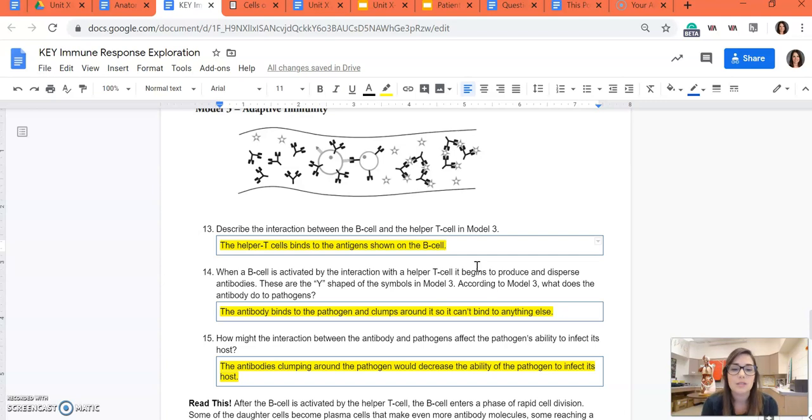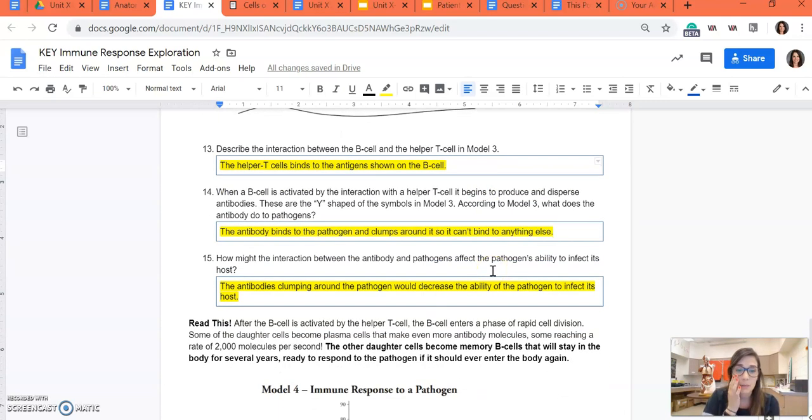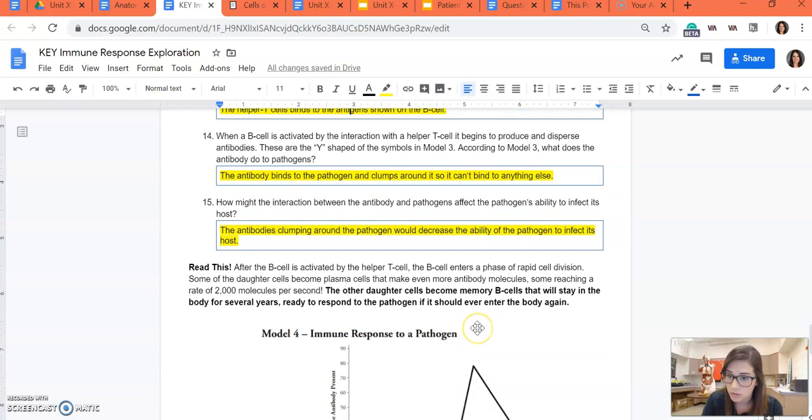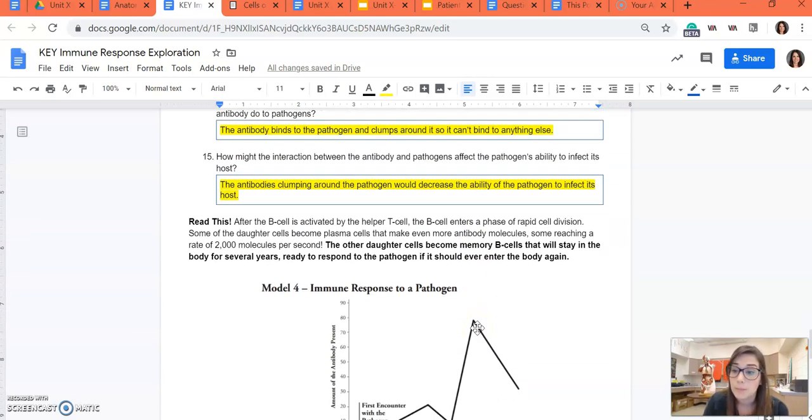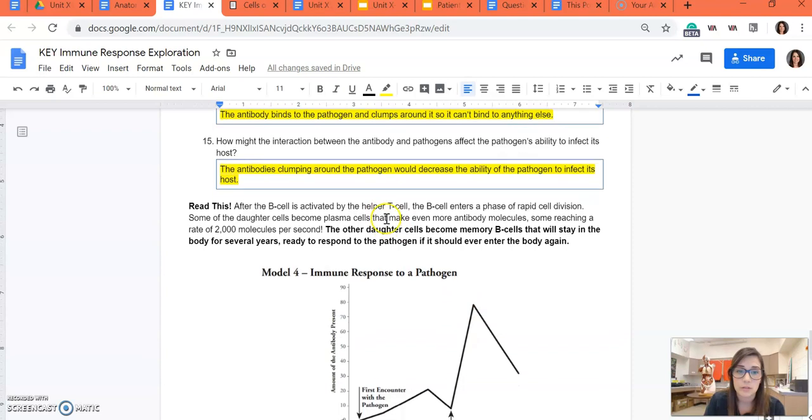According to Model 3, what does the antibody do to the pathogens? So the antibodies, this is why they're so important. Antibodies bind to the pathogen, and then the antibodies clump around the pathogens, so they cannot bind to anything else. So it essentially renders them useless. Number 15, the antibodies clumping around the pathogen would decrease the ability of the pathogen to infect its host. So ultimately, killing off all of the pathogens.